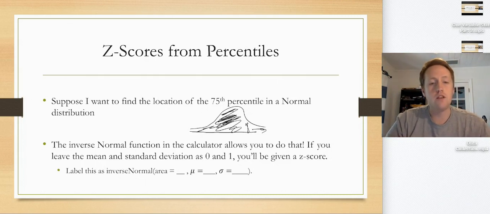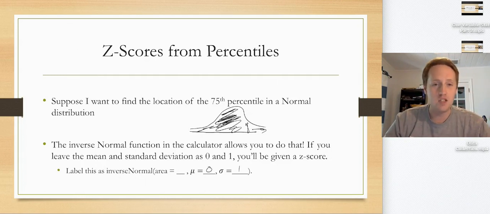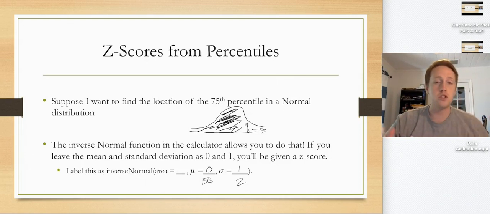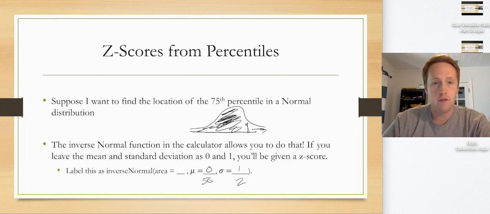The inverse normal function in the calculator gives you the z-score of a percentile if you put 0 and 1. If the mean is 0 and the standard deviation is 1, it's going to spit back a z-score. If you put the mean from your distribution, say we did the one from mine, put mu as 50 and standard deviation as 2, it's going to actually give you the observation for the 75th percentile rather than the z-score. So if you need a z-score, 0, 1. If you need an observation, put your mean and standard deviation.